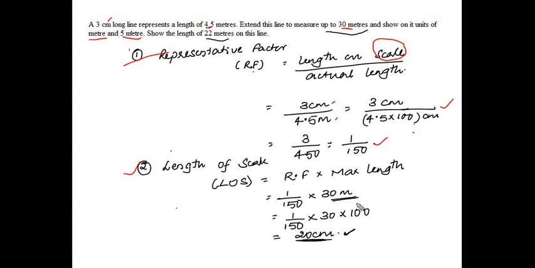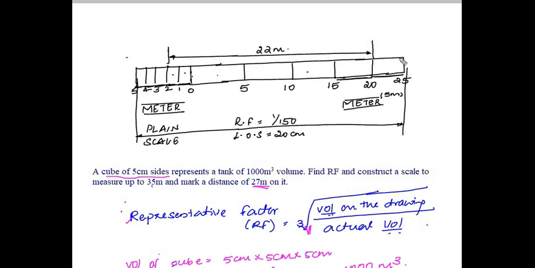Again, length of scale is the length that we are going to draw on our drawing sheet. So that must be either in centimeters or in inches. So I have converted this into centimeters. So 1 by 150 into 30 into 1 meter is 100 centimeters. So I have written this in 100 centimeters here. So overall we get the length of scale to be 20 centimeters. So now I have constructed a scale with 20 centimeters which is representing 30 meters.